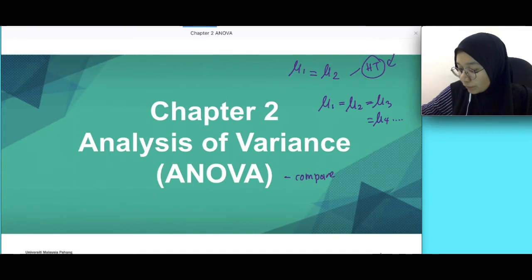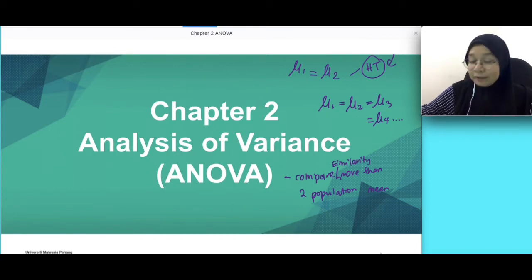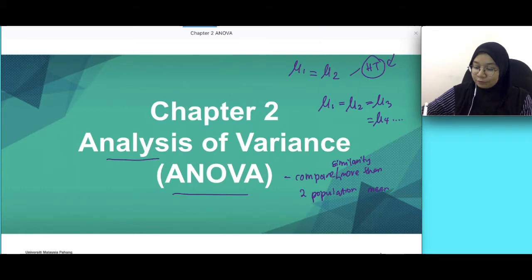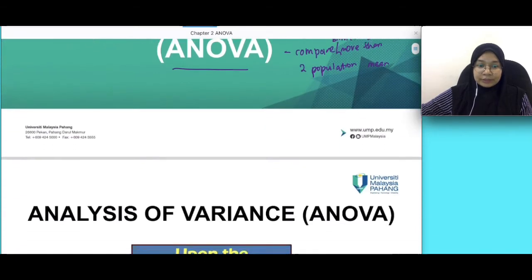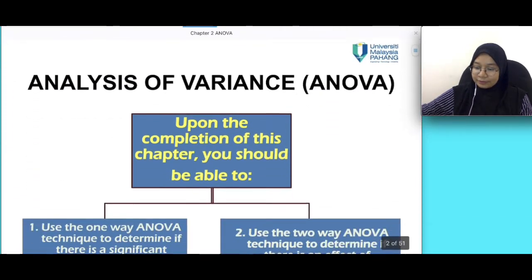to compare more than two population means. Compare what? Compare the similarity. ANOVA is a short form of analysis of variance. We will use variance to compare the similarity of the population means when there are more than two populations. Right? So next we have analysis of variance.